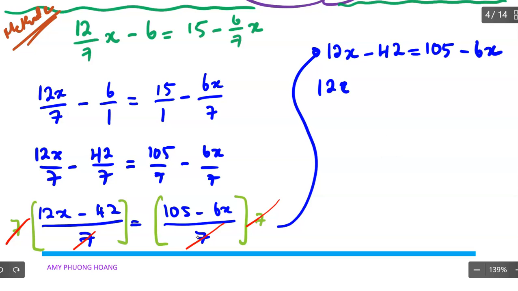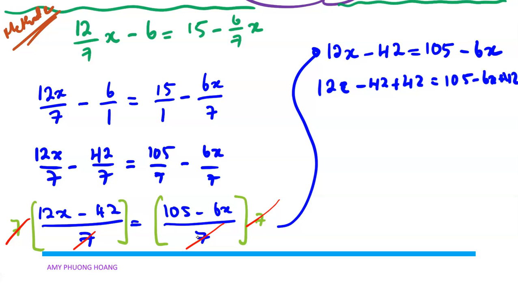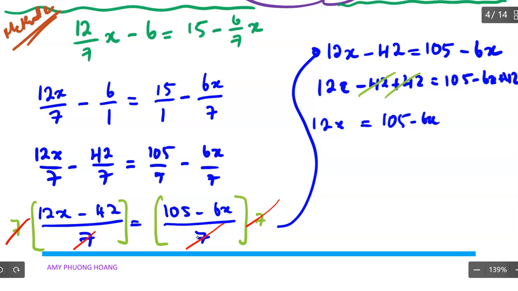So 12x, subtract 42, add 42. So I add 42 here too. Alright, so this will cancel out. Then I want to take this plus that. So 105 plus 42 will give me 147.